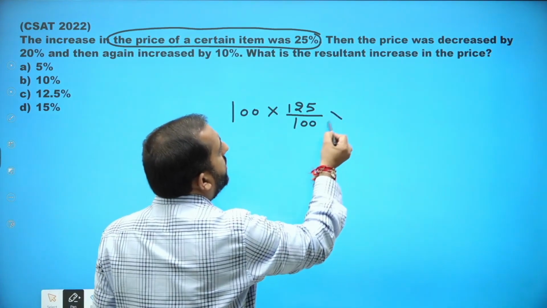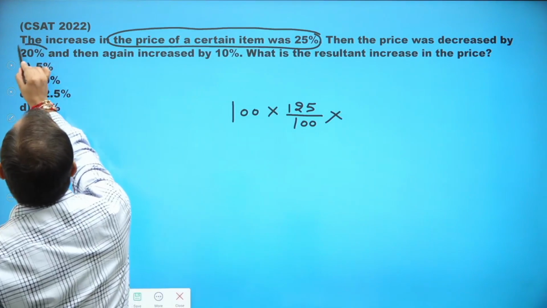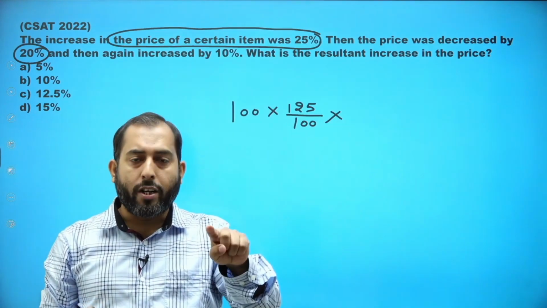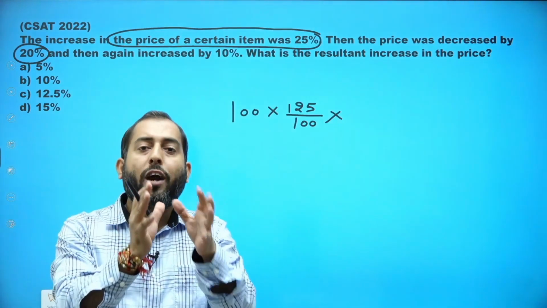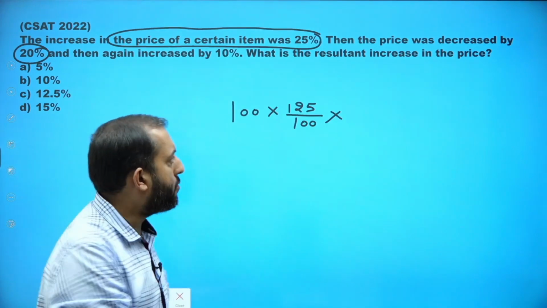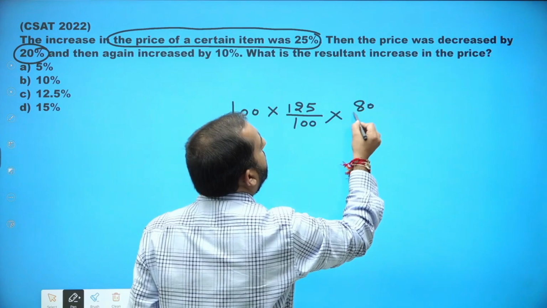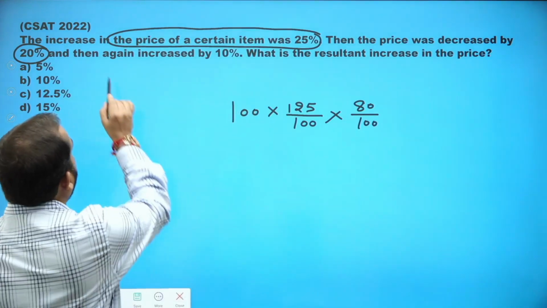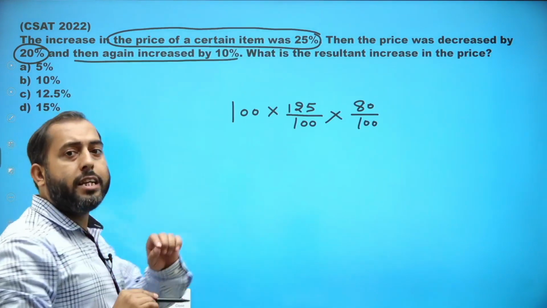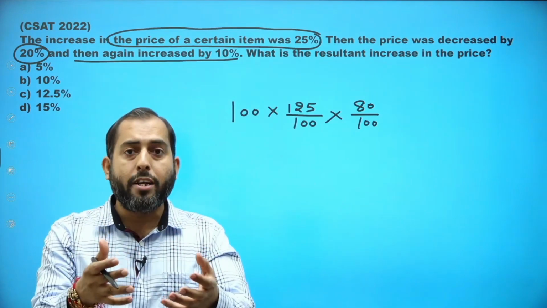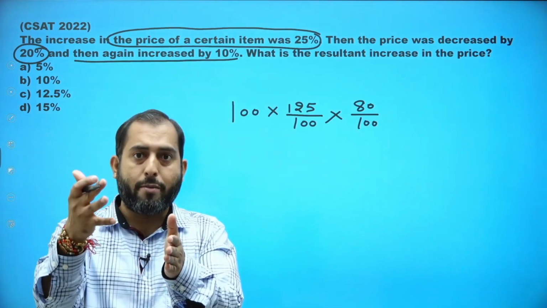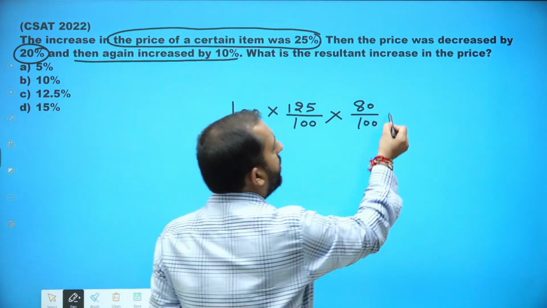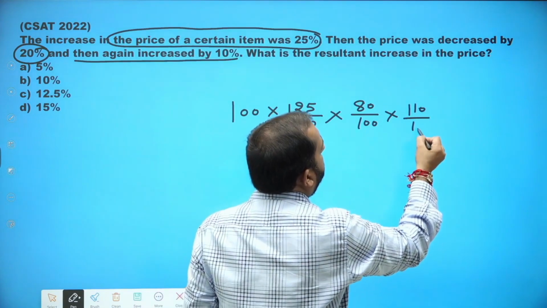Now the next change is a 20% decrease. Decrease means 100 minus 20, which is 80. So the value will become 80% of itself, so into 80 by 100. The next is, then again the value has been increased by 10%. So an increment of 10%, 100 plus 10, is 110%. So the value will become 110% of itself, 110 by 100.